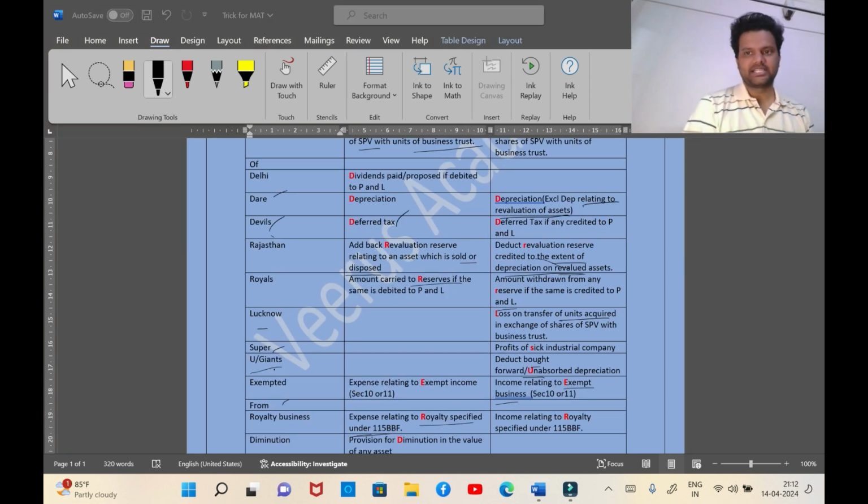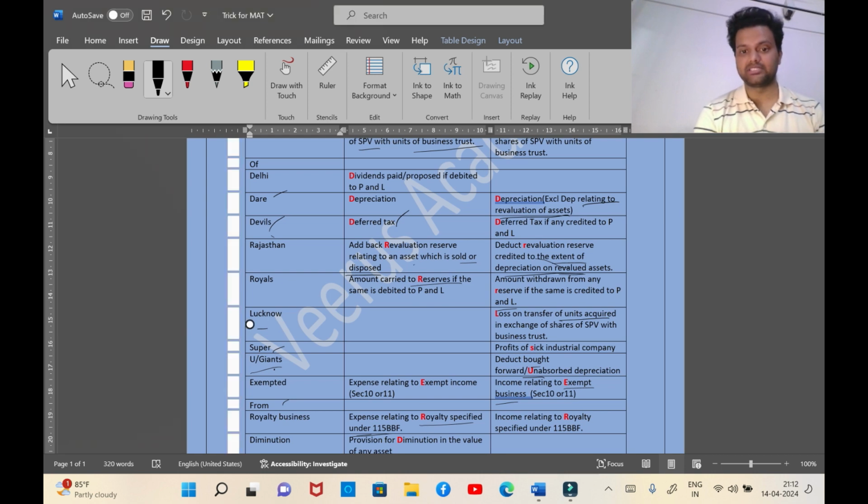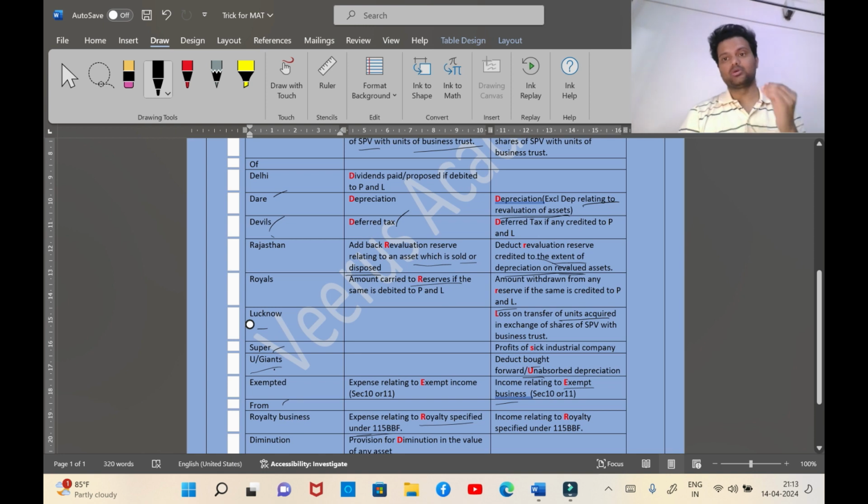Now, our next team is Rajasthan Royals. What does R mean? R means revaluation reserve. So if it is debited to the P&L, add back. If any revaluation reserve is related to an asset which is sold, disposed or retained, that you need to add back. At the same time, you need to deduct the revaluation reserve.